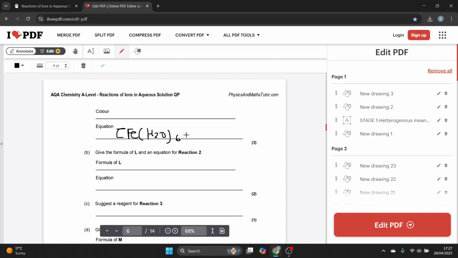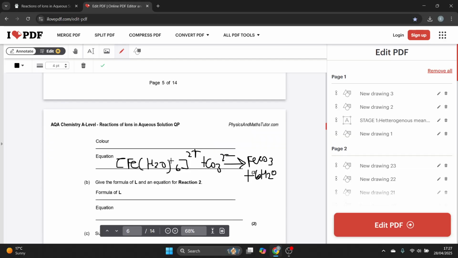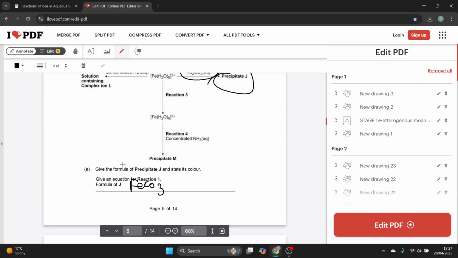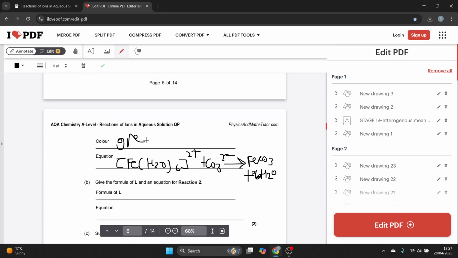Fe(H2O)6 2+ plus CO3 2- arrow FeCO3 plus 6H2O. Now, the more I do these questions, I actually really enjoy this topic because these are obviously all past paper questions and they look very simple. They just want you to recall the equations and the color green. Recall the equations, recall the observation. There are a couple that are a bit of application, but most of them are just like this.